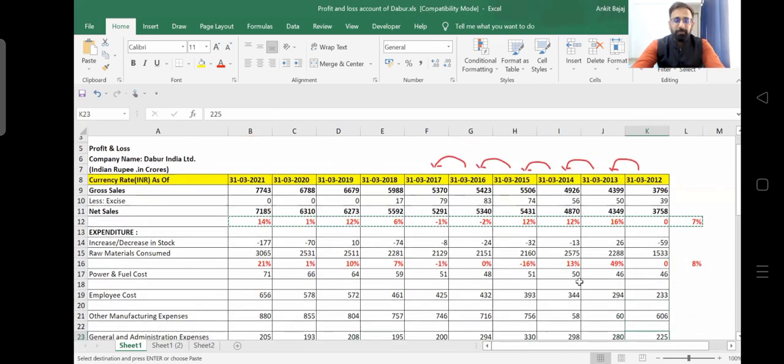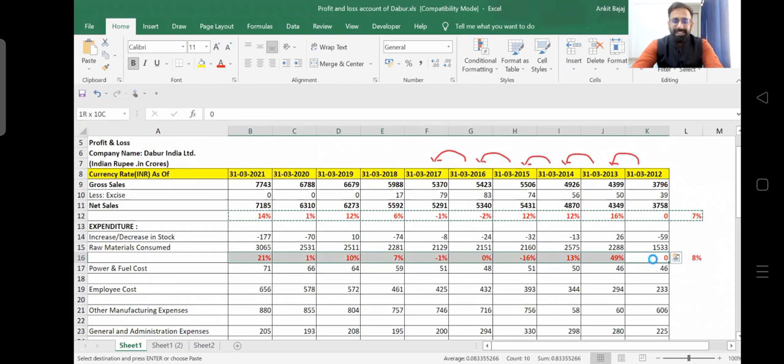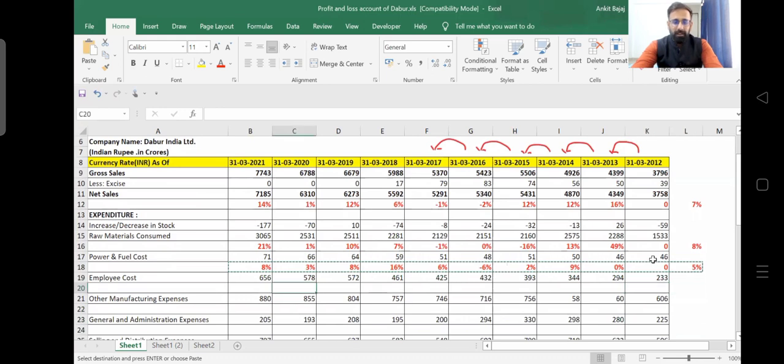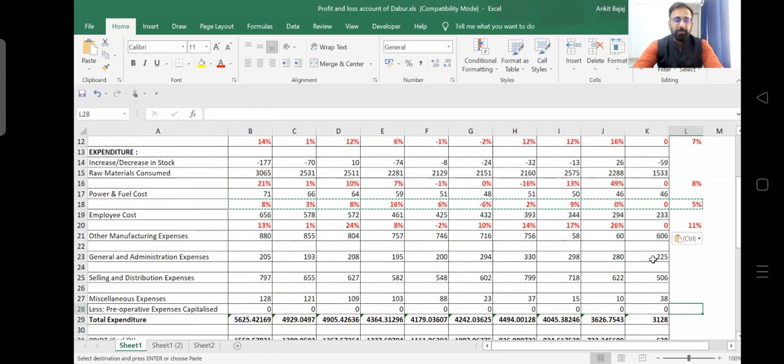Similarly, if I talk about power and fuel, when your sales increase, you require more energy to manufacture, so there will also be an increase in power and fuel cost. You can see there is an increase of 5% on an average in power and fuel cost, right? This you can do for any particular cost or any specific transaction. You can see there is an 11% increase in employee cost on average, because sales is increasing, they require more employees, right? And if I do the total here, we have taken the total of manufacturing expenses, right?